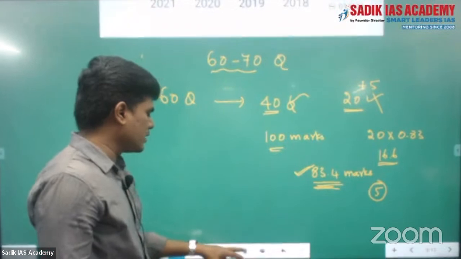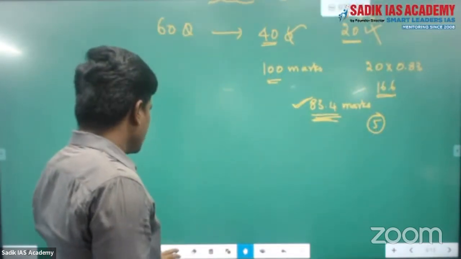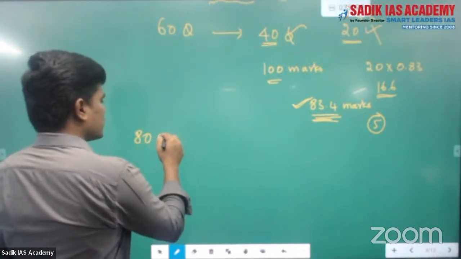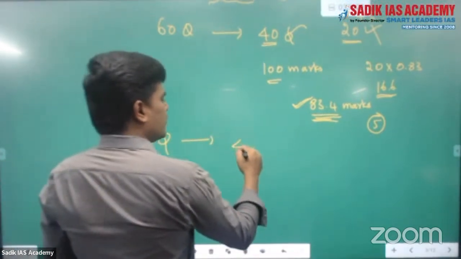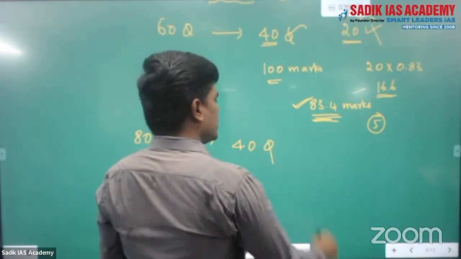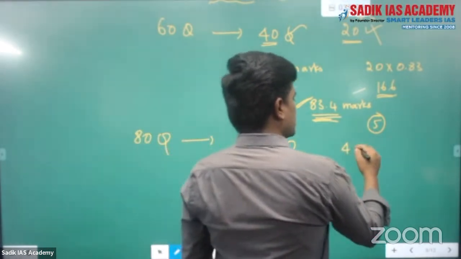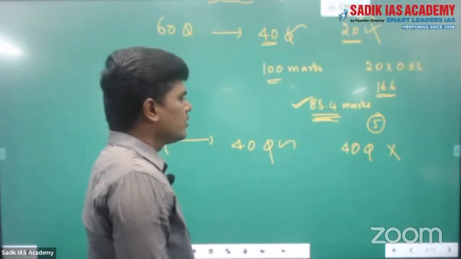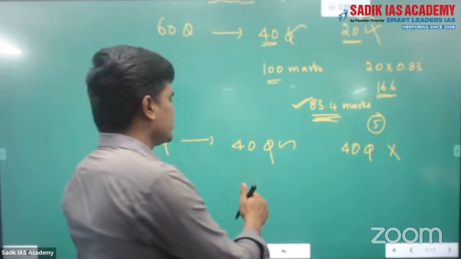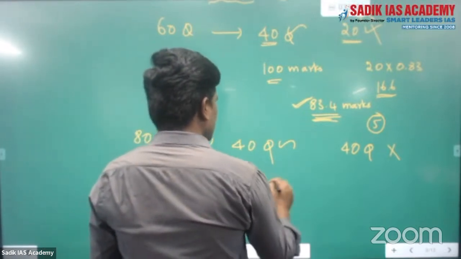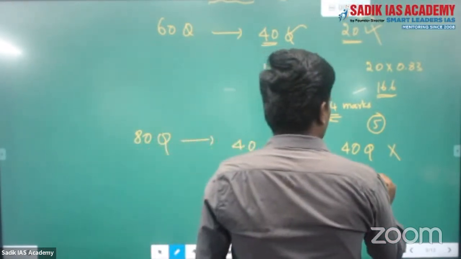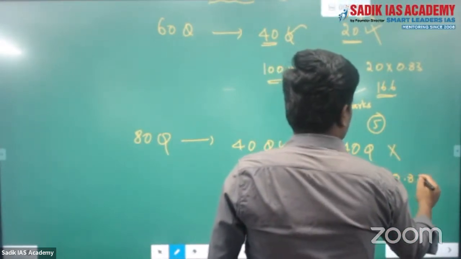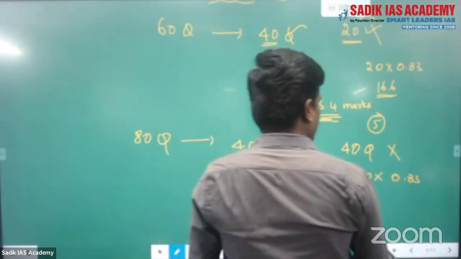Even suppose you are attending 80 questions and 50-50 is correct, that is also fine here. Suppose you are attending all 80 questions. In that, 40 questions are correct and the remaining 40 questions are wrong, no problem, I guess. You will be getting through this paper on the border. That means 40 questions, 100 marks, and here 40 into 0.83. So what is it that you will get?